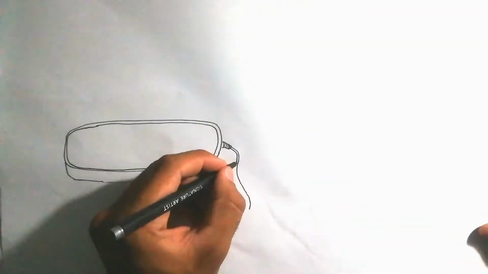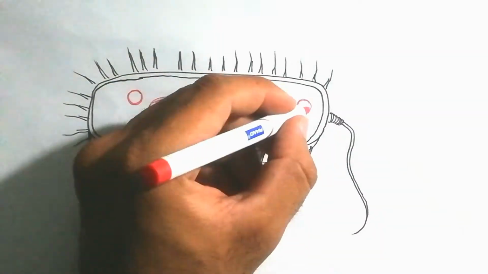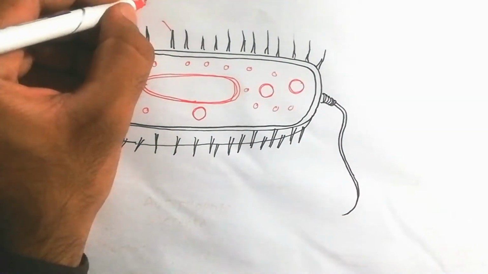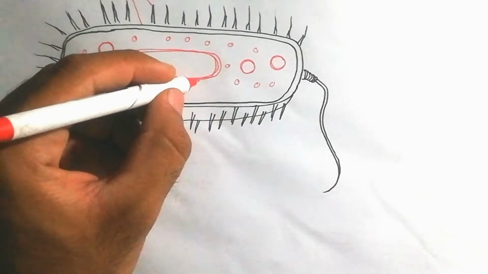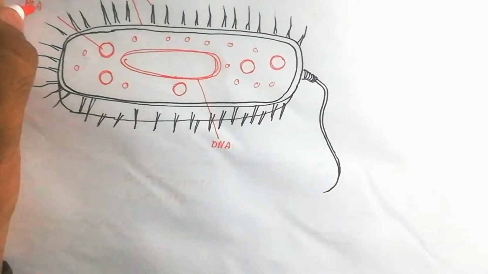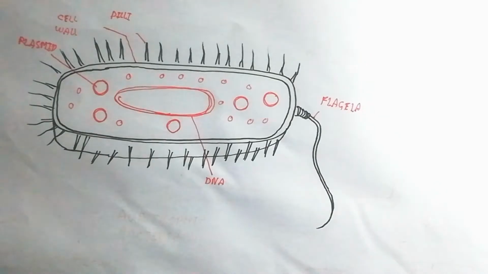So in this video we will talk about the nutrition of bacteria, the different types of nutrition in bacteria. Here is the general structure of the bacteria, which contains pili. Here are the cell wall and plasma membrane, and inside are the DNA and the plasmid. And here is the flagella, which is used for movement, and pili are used for attachment.